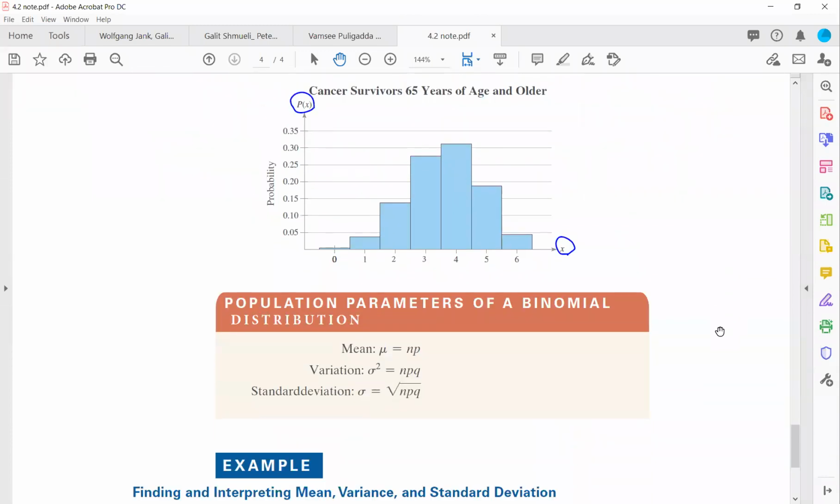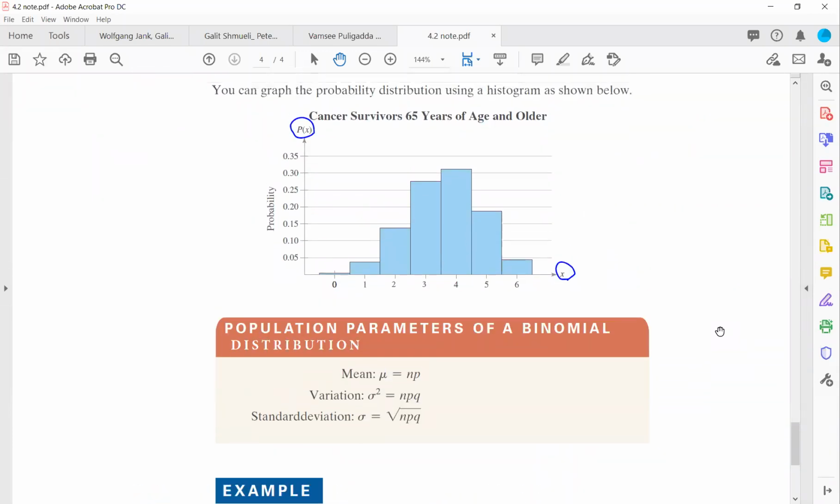So when you have a binomial distribution, you can find the mean of the binomial distribution, N times P. You can find the variance, sigma squared, NPQ, and you can take the square root of your variance and define your standard deviation. So, three important formulas.